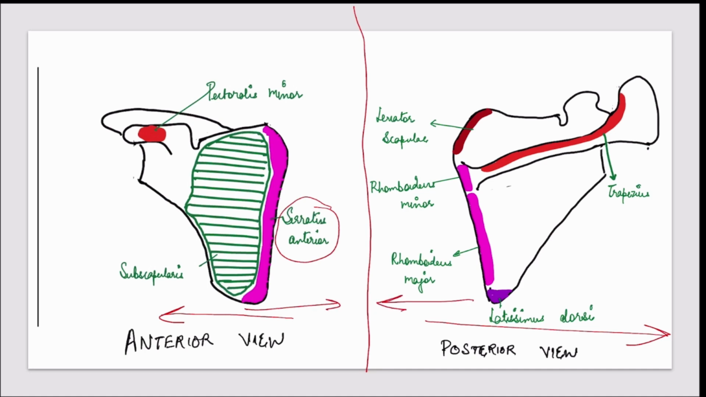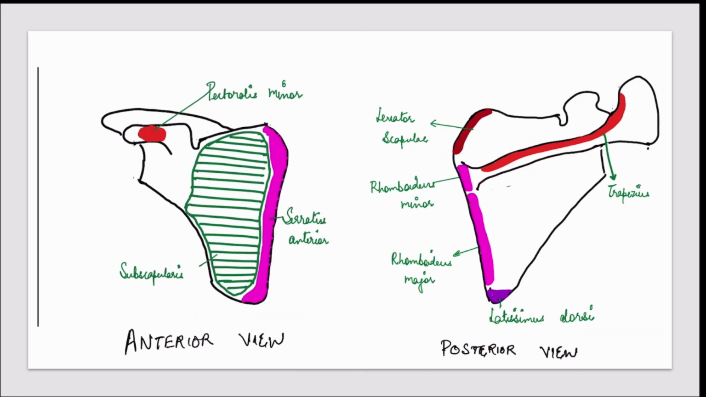Protraction is caused by serratus anterior, and retraction is caused mainly by the rhomboid minor and major and the middle fibers of the trapezius. Rhomboid minor is attached here like this, rhomboid major like this, and over both of them is the middle fiber of the trapezius. These three muscles cause the retraction of the scapula.